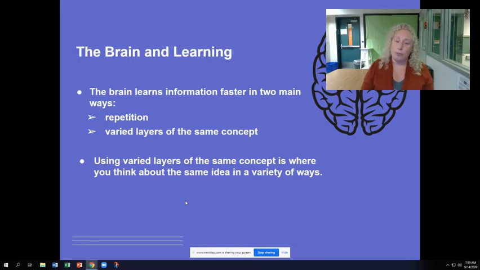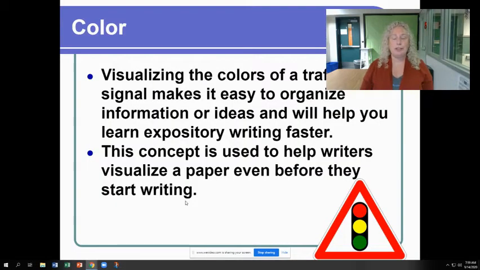So in this class, one of the things we're going to do is use colors and symbols to help us understand concepts in writing. The colors that I want to use for our writing are the colors that we see in traffic all the time. There are three main colors you see in traffic all the time, and that's red, yellow, and green.